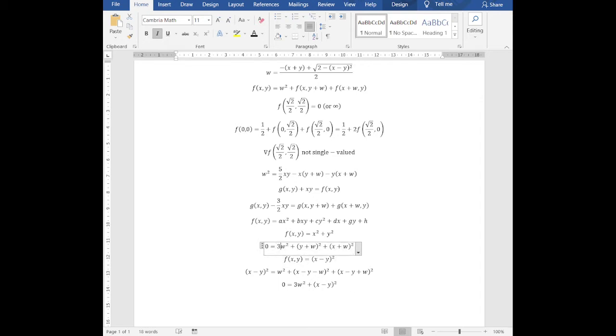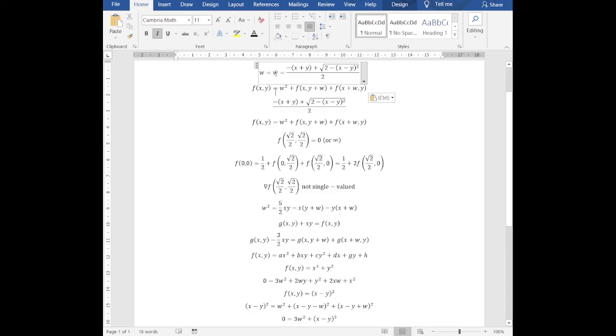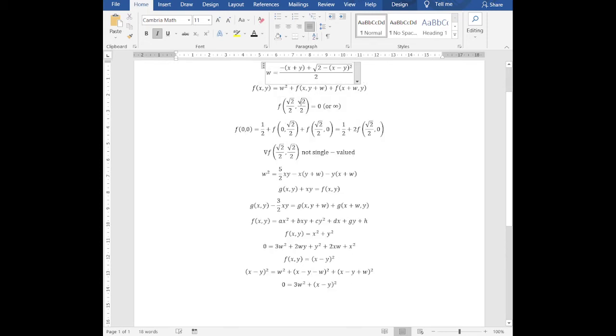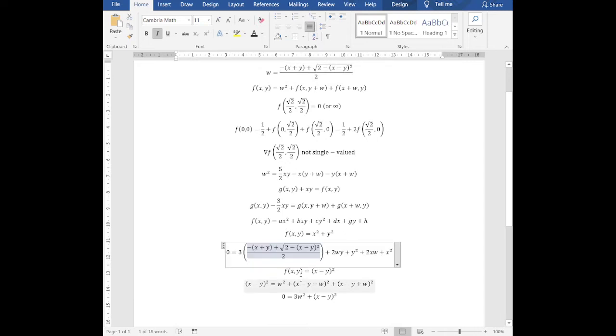We'd have, what, a 3w squared. We'd have a 2yw plus y squared plus 2xw plus x squared. Yeah, okay, I'm now just doing this. This was not what I intended on. But yes, I have had some thoughts on how potentially to solve this.